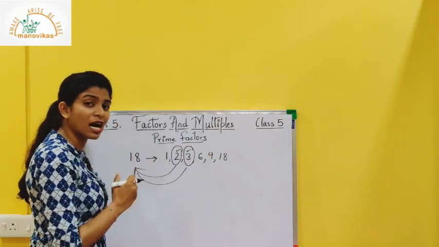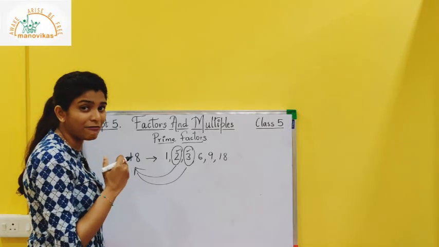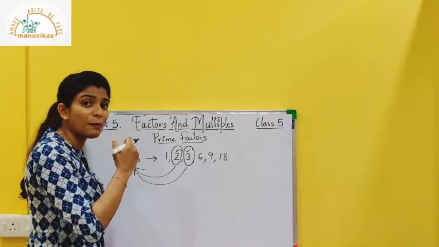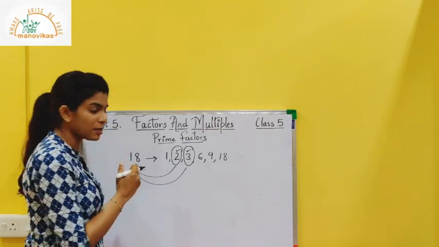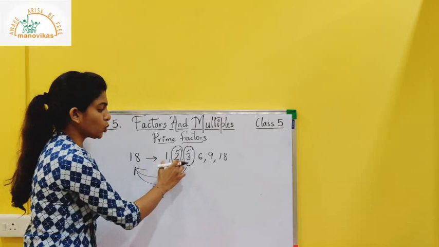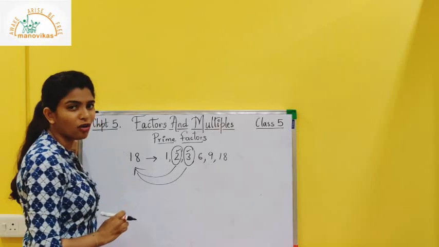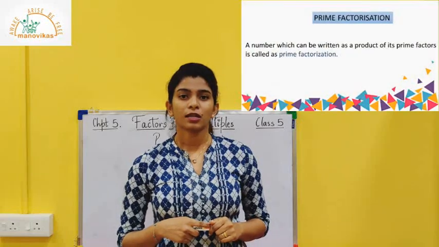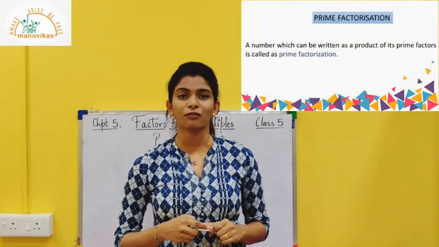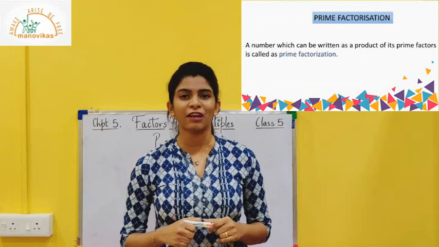Now we are learning what prime factors are. Factors of a number which are prime are called prime factors. Now here which are the prime numbers? You know 2 and 3 are prime numbers. So these 2 and 3 are the prime factors of 18. Now we will see what prime factorization is. A number which can be written as a product of its prime factors is known as prime factorization. Now prime factorization can be done in two methods. First method is repeated division method and the second method is factor tree method.